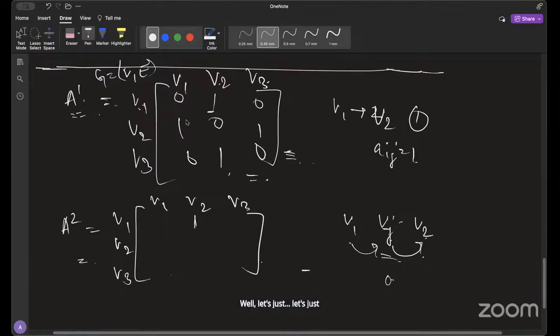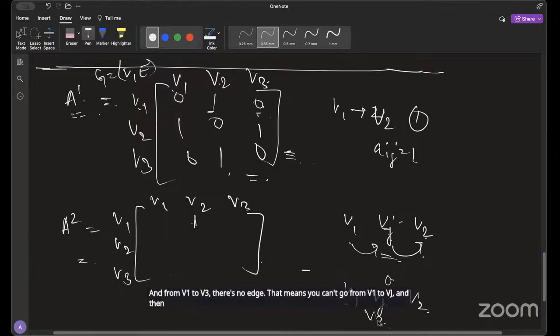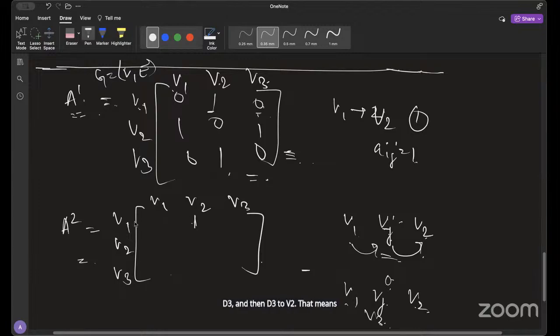Let's just look at this thing. If you want to find V1 to V2, you can go from V1 to V2, so there is a direct edge from there. If you have a direct edge from V1 to V2, and then you want to find if you can go through something else, some Vj. So from V1 to V3, you have a 0 here. That means you can't do that, because you can only take V3 here. There can just be V3. And from V1 to V3, there's no edge. That means you can't go from V1 to Vj and then V3 and then V3 to V2. That means there'll be a 0 here. So from V1 to V2, it's a 0.